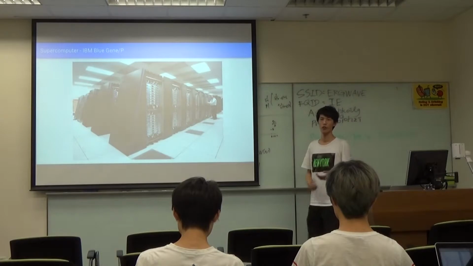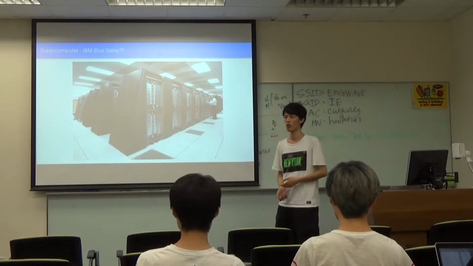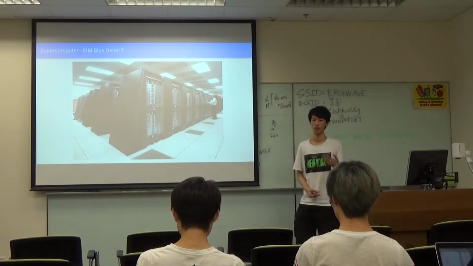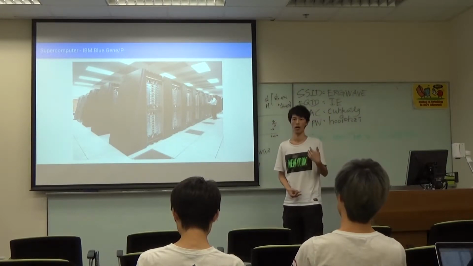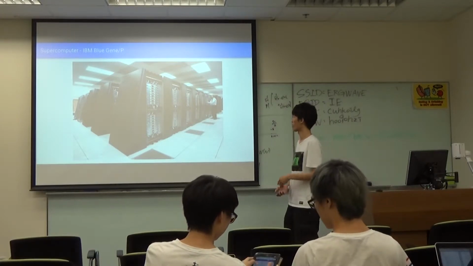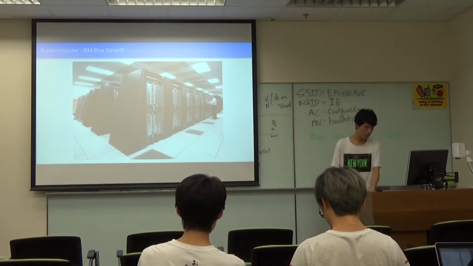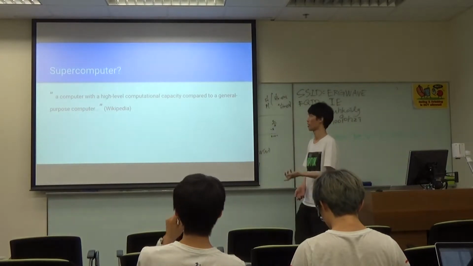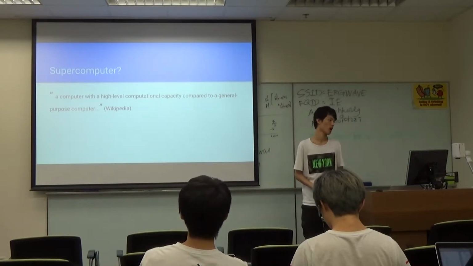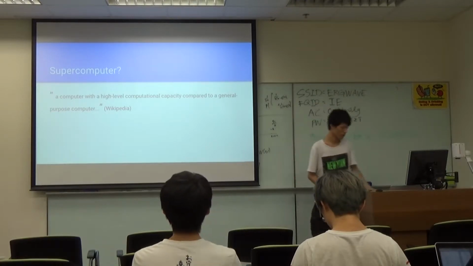Okay, so in case someone doesn't know what supercomputing is, I'll just give a photo here. This is the IBM Blue Gene, which somehow did beat one of the famous chess players. So this is how a supercomputer looks like. It basically is quite lots of computers interconnected together. If you search Wikipedia, you can see that a supercomputer basically means a computer with a high level of computational capacity compared with a general purpose computer.